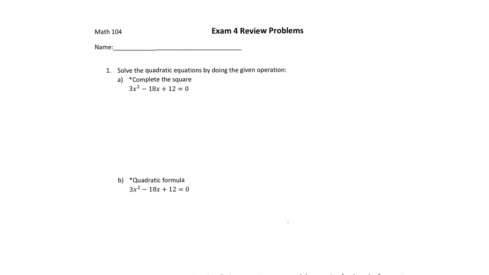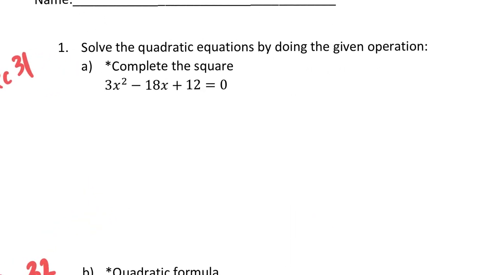This is coming from section 32, or 31 and 32. So complete the square will be from section 31. Quadratic formula will be from section 32. All right, so when we complete the square, I'm going to zoom in here. We want to first move that C term over to the right side. So we'll subtract that over.